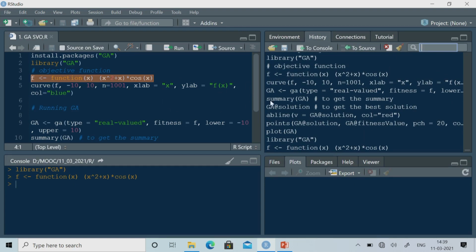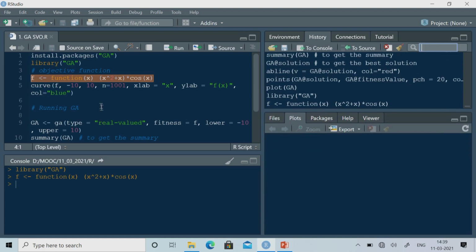Next, I would like to plot this particular function between -10 and 10. For plotting this single variable function, I can use the curve function of R. So, you are using curve, and the arguments are f, which is the function I would like to plot, and then the range between -10 and +10. Lower bound and upper bound I am defining here, and the number of points you need basically. You can define it, or otherwise the default value will be taken. In this case I am putting 1001. You can put some other value.